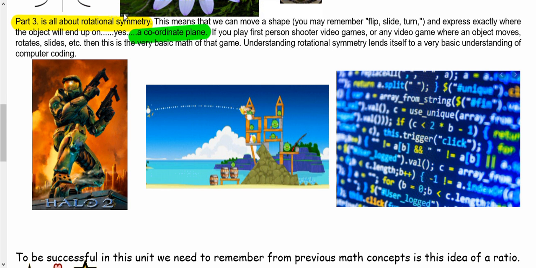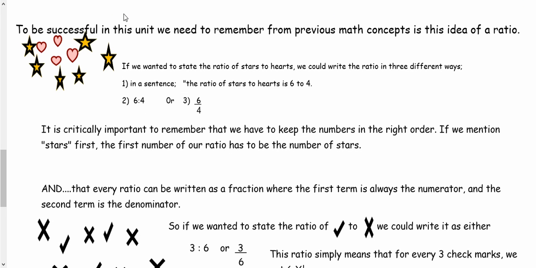But how do we know all this stuff? What are we supposed to know already? Well, to be successful in this unit, we need to remember from previous math concepts the idea of a ratio. If we wanted to state the ratio of stars to hearts, like the little group I have here, we could write the ratio in 3 different ways. We could write it in a sentence: the ratio of stars to hearts is 6 to 4. Or we could write it like that, 6 colon 4. Or what even looks like a fraction, 6 over 4.